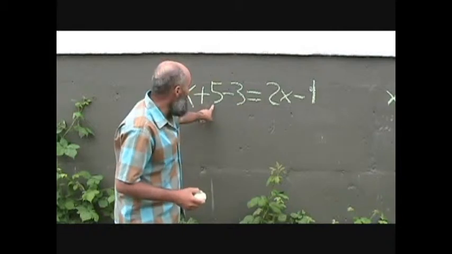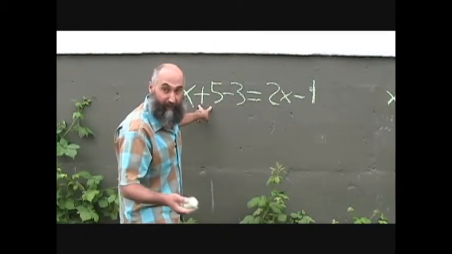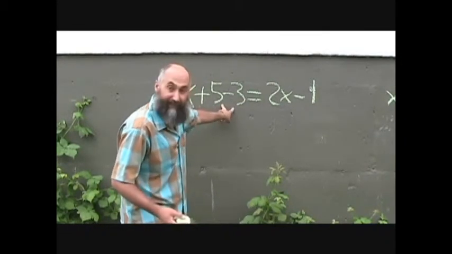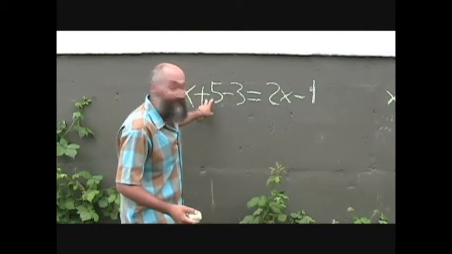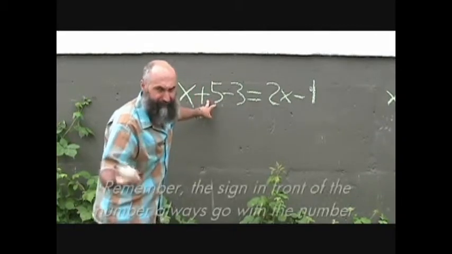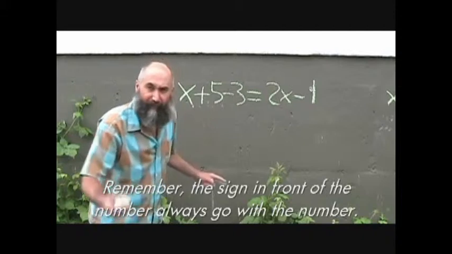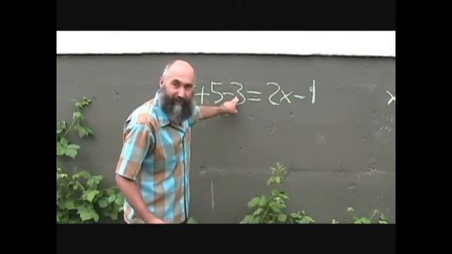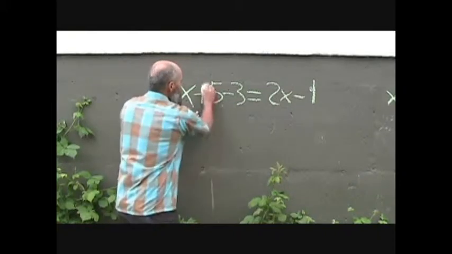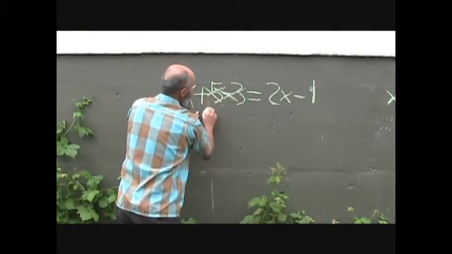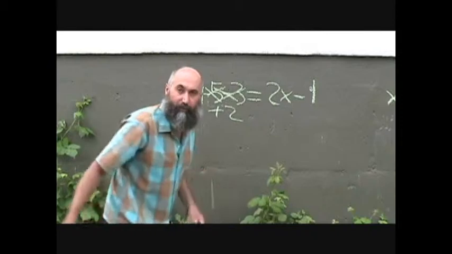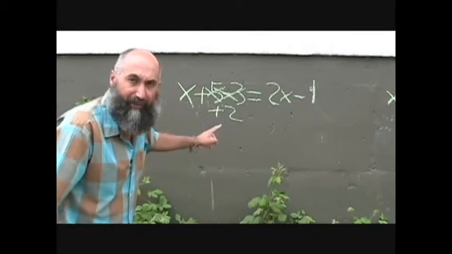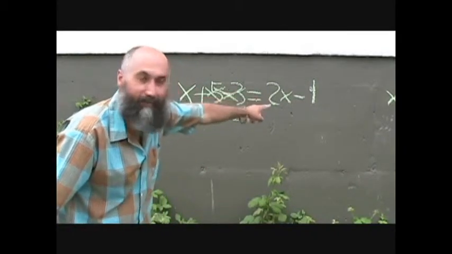X plus 5 minus 3. We can't combine these because they're not the same term, but we can definitely add these. The sign, as we said before in the first series, I think, the sign in front of the number always goes with the number, right? So that's a +5 minus 3, that gives you 2. So this side, you can cross this out, it becomes +2. Right? So now you got x plus 2 is equal to 2x minus 1.